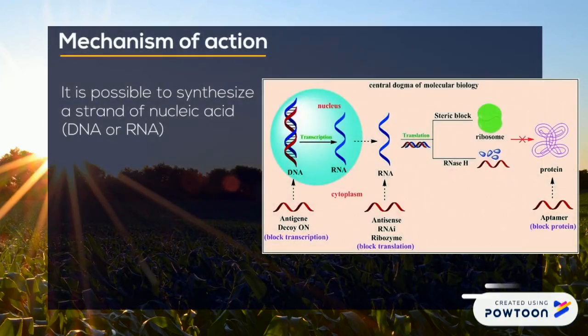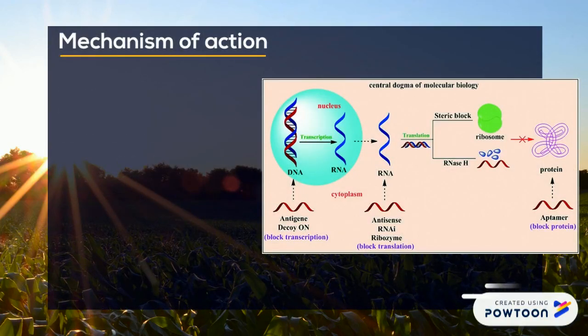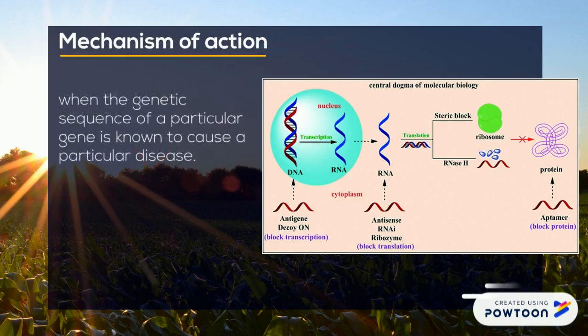When the genetic sequence of a particular gene is known to cause a particular disease, it is possible to synthesize a strand of nucleic acid that will bind to the mRNA produced by that gene and inactivate it, effectively turning that gene off.